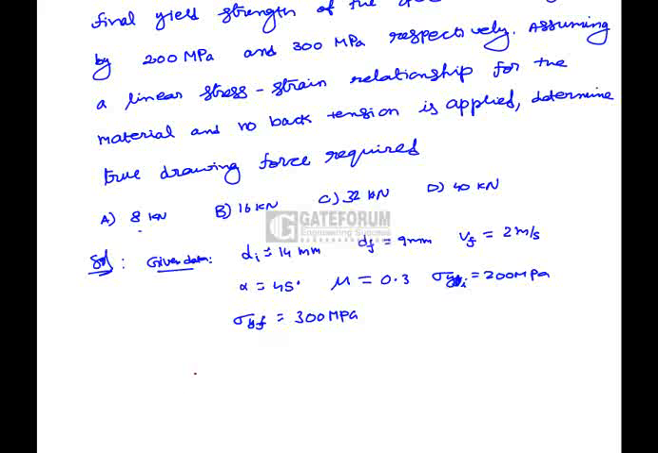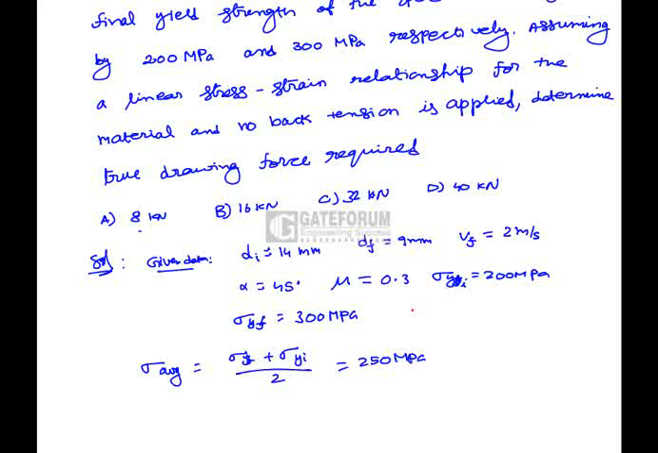So here we will have to find out the average yield stress, because we have two stresses here. One is at the final stage and one is at the initial stage. So the stress varies linearly with strain. That means here a linear stress strain relationship is assumed, so that the average yield stress is equal to sigma yf plus sigma yi by 2, which is equal to 250 megapascals.